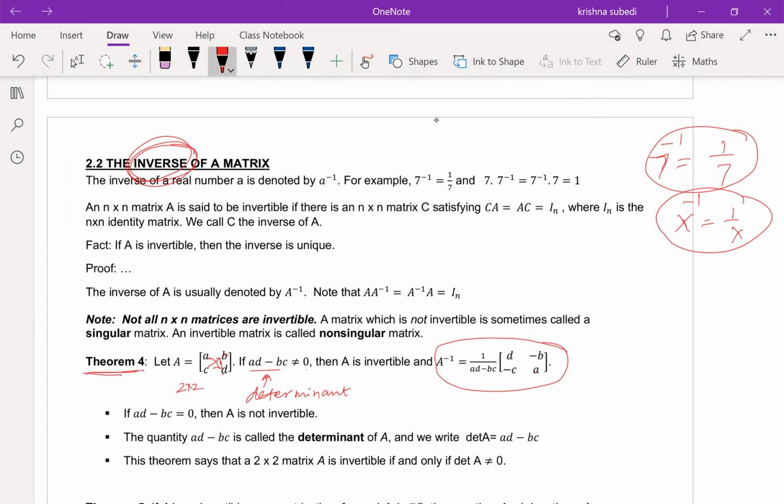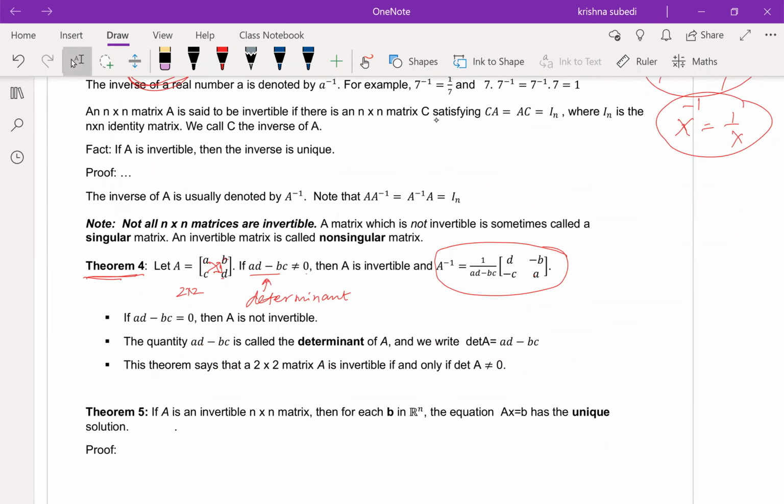One thing though, if ad minus bc is equal to 0, then the inverse does not exist because 1 over 0 is undefined. So one of the most important conditions for a matrix to have an inverse is that the determinant should not be 0. Just keep that in mind, okay? A matrix is invertible, or you can find the inverse of a matrix, if the determinant is not equal to 0. Just keep that in mind.